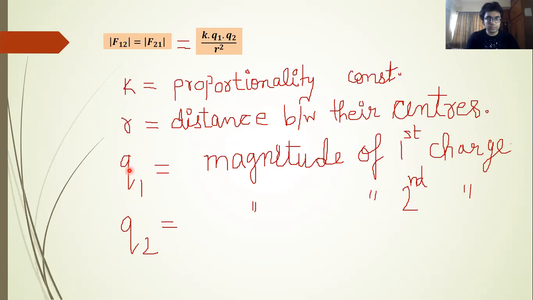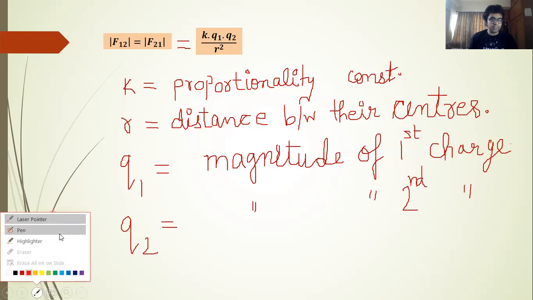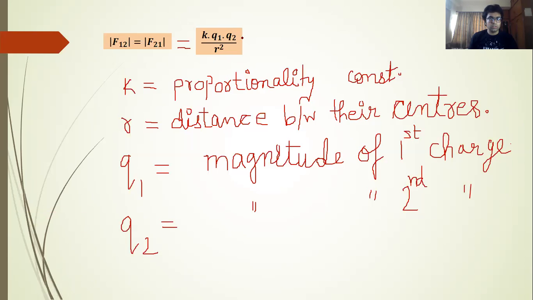Yes, if we remove the proportionality sign and apply the equality sign, we get some constant term, which is k. The magnitude of F12, which is equal to F21, is equal to k times Q1 Q2 upon r square, where k is the proportionality constant. This law is known as Coulomb's law. Okay, this is the general statement of Coulomb's law.